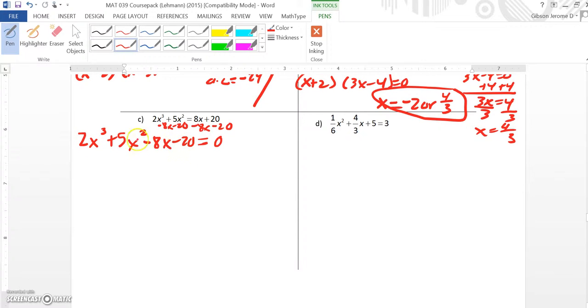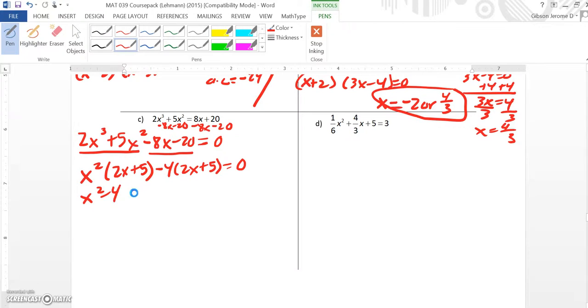Now, if you notice here, we have 4 terms, so we could group them. We can group the first two. They have an x squared in common, and this will leave 2x plus 5. We group the second two. If you notice, this first term is negative, so what we factor out must be negative. We can factor out a negative 4, and that will leave us 2x plus 5. So we have x squared minus 4 times 2x plus 5, and they both equal 0.